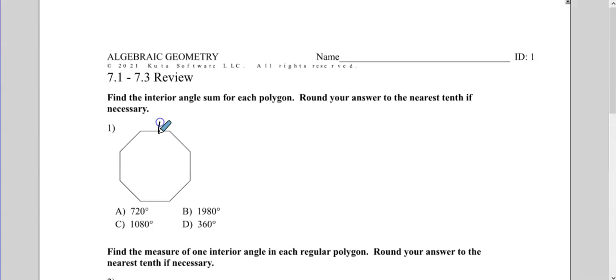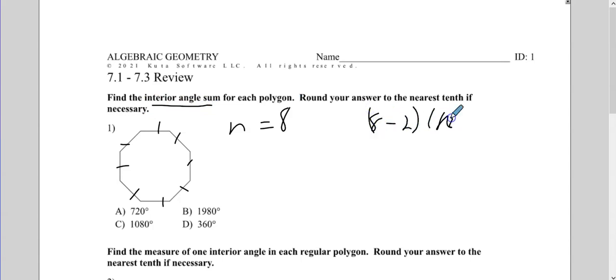So, how many sides? 1, 2, 3, 4, 5, 6, 7, 8. This is n equals 8. I would write that down ahead of time. Now, interior angle sum. That is simply the 8 minus 2 times 180. So you just take your calculator. And 8 minus 2 is 6. So you're going to do 6 times 180 degrees. That is 1,080 degrees, which is C.